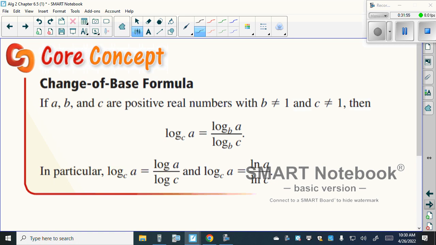This is the last thing we have, the change of base formula. Change of base.